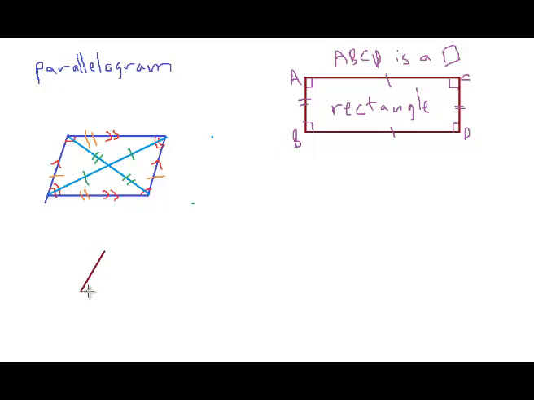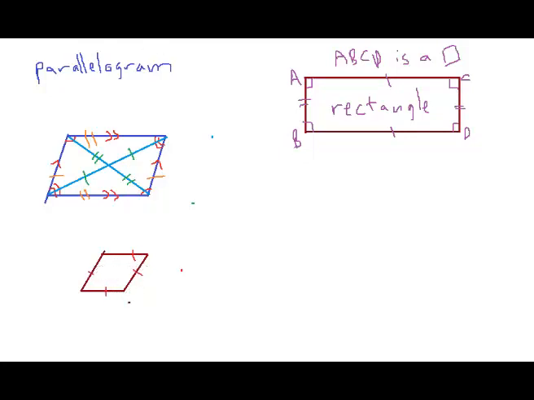A rhombus is a parallelogram where all four sides are equal to each other. It has to be a parallelogram. Actually, the truth is, a rhombus is inherently a parallelogram. The thing that defines a rhombus is if all four sides are equal to each other. If all four sides are equal to each other, you know right away that it has to be a rhombus.